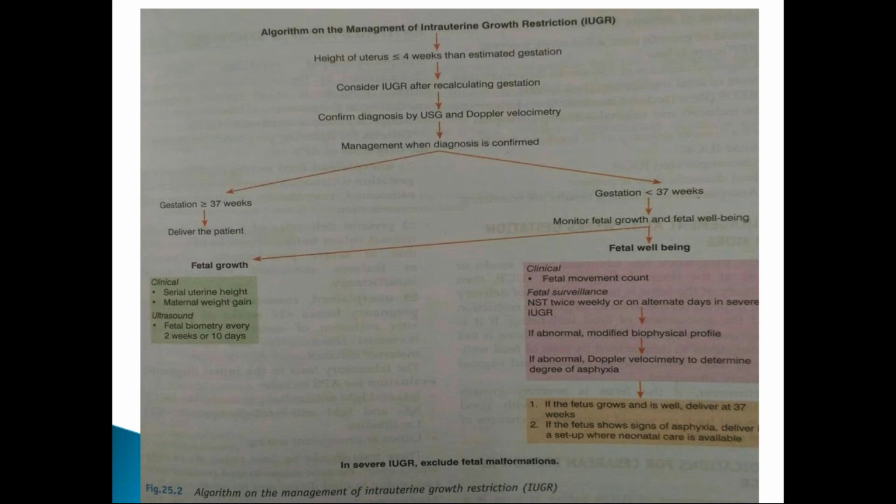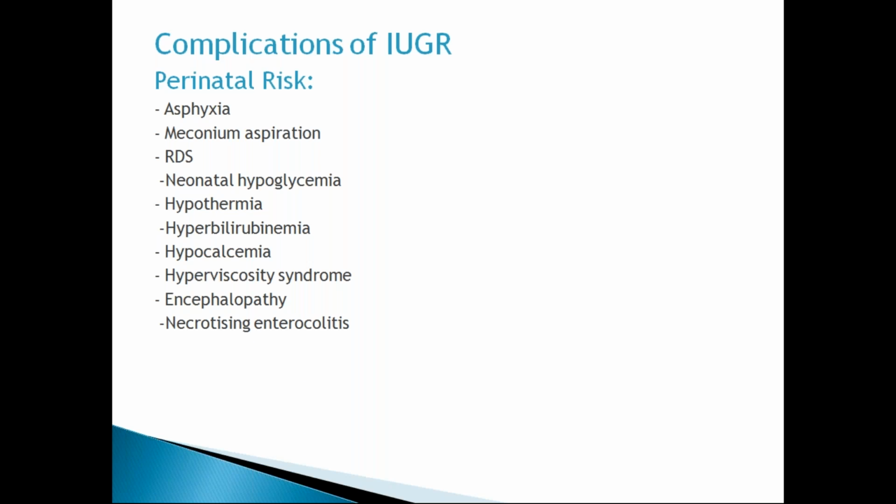For a compromised baby, you can do surveillance with NST, modified biophysical profile and Doppler. If at any time there is reversed flow, decreased diastolic flow or increased resistance, you have to terminate. Regarding complications, I told you that in an IUGR baby mortality is as high as 50%, but if reversal or absent diastolic flow is detected, it may go up to 100%.